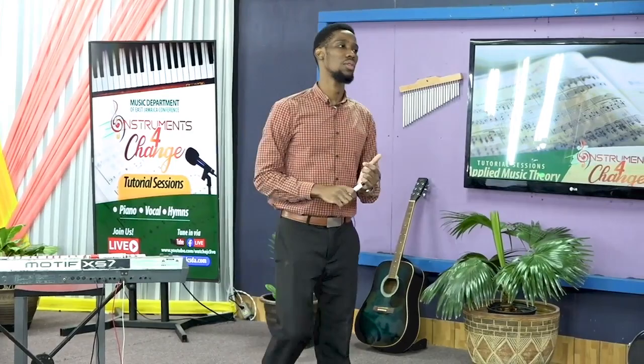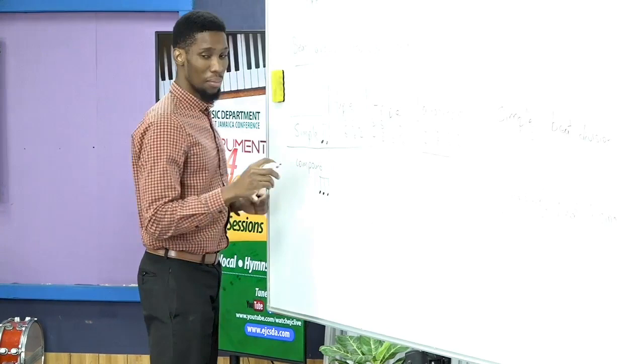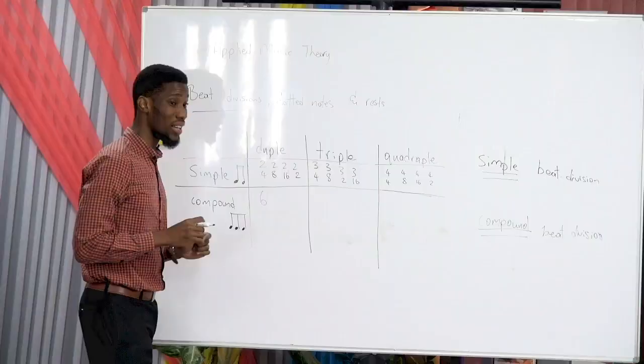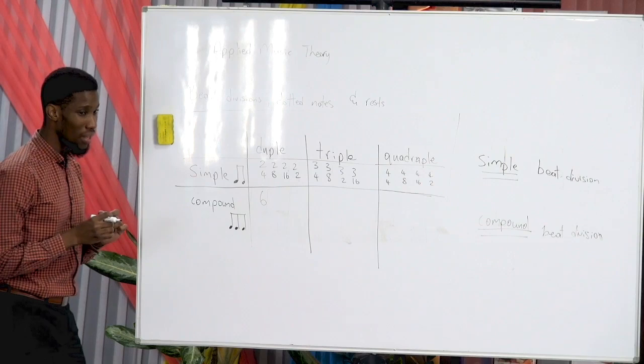Now for compound, it's a bit different. So, compound time signatures, this is how they work. The beat is divided in 3, but we use the top number as 6, all right? So we're going to say the top number is 6. Anytime you see a top number as 6, it means that it is a compound duple meter.